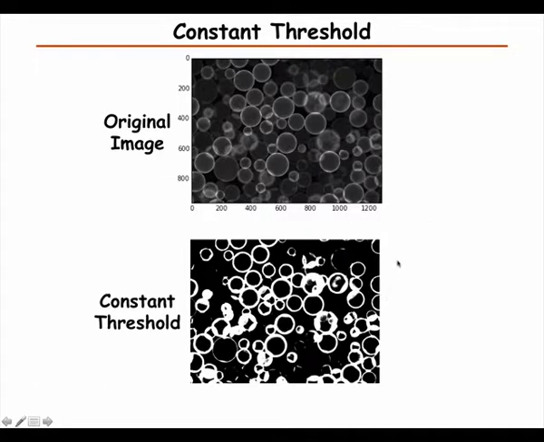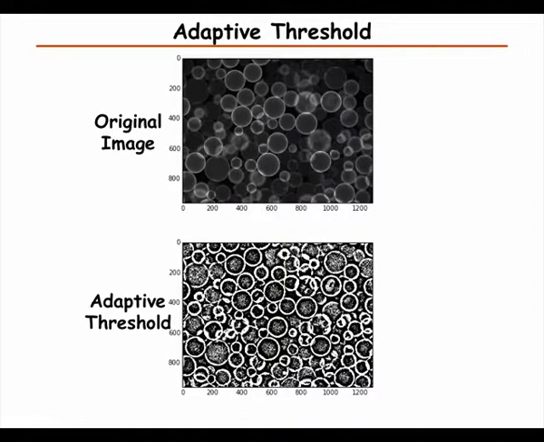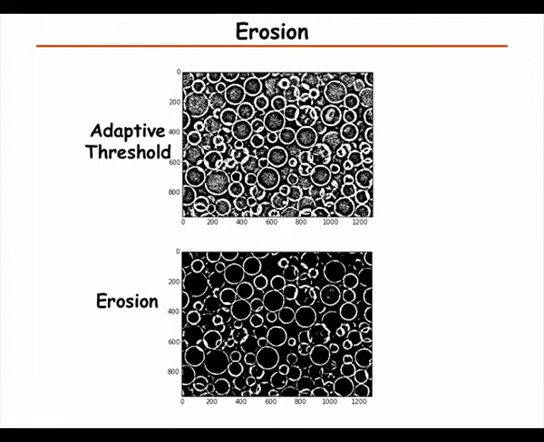So actually the better way here is not to use a constant threshold but an adaptive threshold that changes over the image and just uses the local regions to decide what's the image. If we do that, we get an image like this where we see the rims. There's a little bit of noise here, but we get most of the rims pretty well identified. And then we're going to go through a few more steps on how to remove the noise.